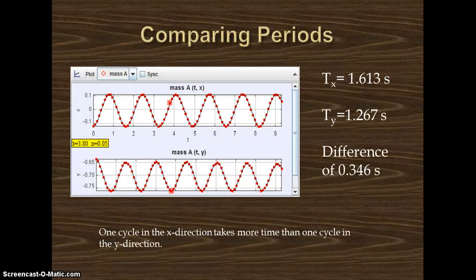Our next what does it mean question asked us to estimate the oscillation periods in the x and y direction. I obtained this data from Tracker and averaged 3 periods along each direction and found the x to be 1.613 seconds and my y oscillation to be 1.267 seconds, the difference being 0.346 seconds. This is because the oscillation in the y direction is based off mass and stiffness, while in the x direction it's based off length and gravity. Ultimately, it takes more time to move one cycle in the x direction than it does in the y direction.